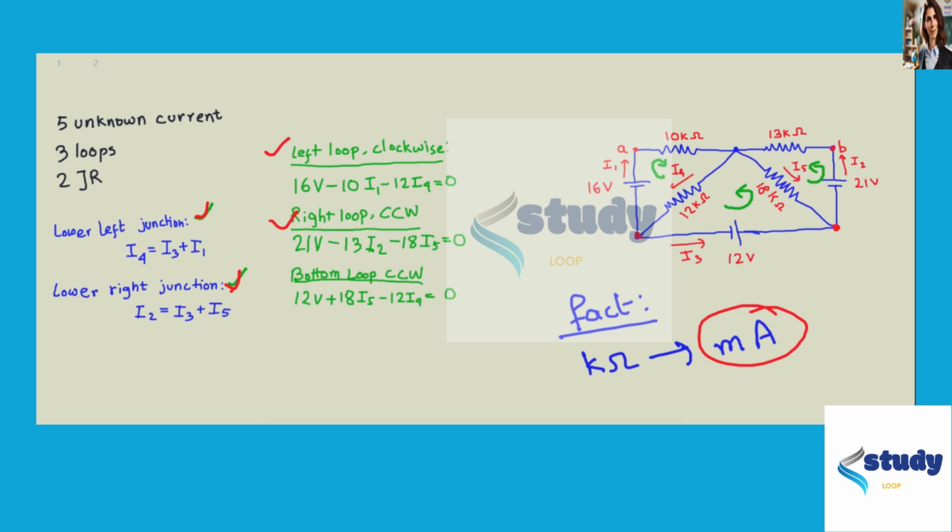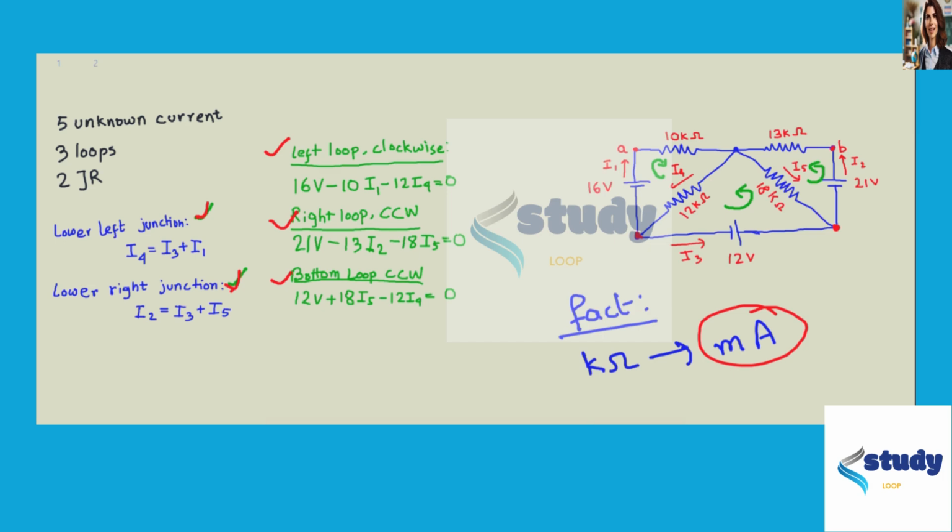Then for the bottom loop, we are again using counterclockwise direction, and if we start from the lower left, we see a potential gain, so positive 12 volts. But now the direction of the loop is against the direction of current, so there's a potential gain here instead of a drop. That's why we put a positive sign here, so it's positive 18 times I5.